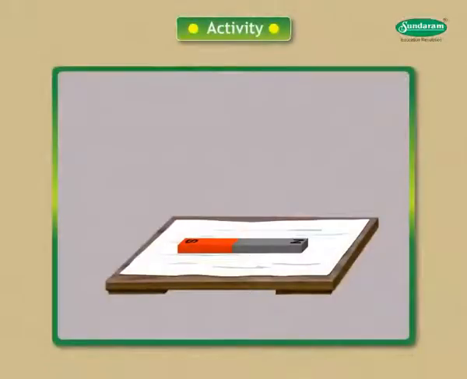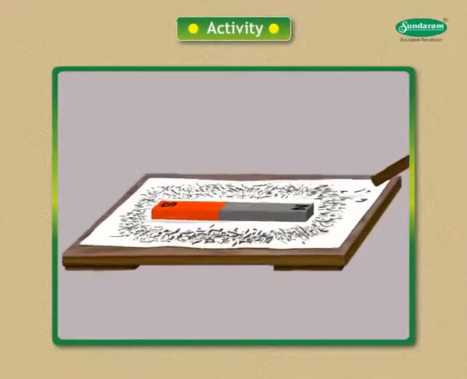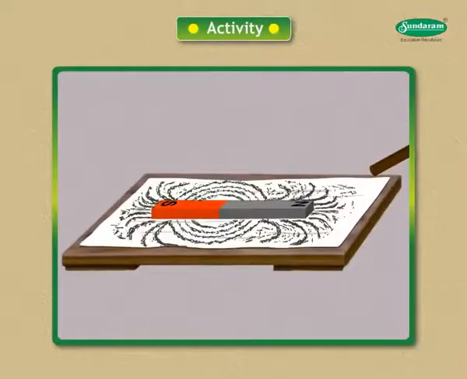Students, place a white paper on a drawing board and place a bar magnet in the middle of the paper. Sprinkle some iron filings on it. Tap the board gently. What do you observe?